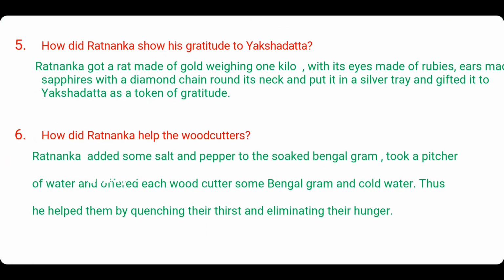On to the sixth question. How did Ratnanka help the woodcutters? Ratnanka added some salt and pepper to the soaked Bengal gram, took a pitcher of water, offered each woodcutter some Bengal gram and cold water. Thus he helped them by quenching their thirst and eliminating their hunger.